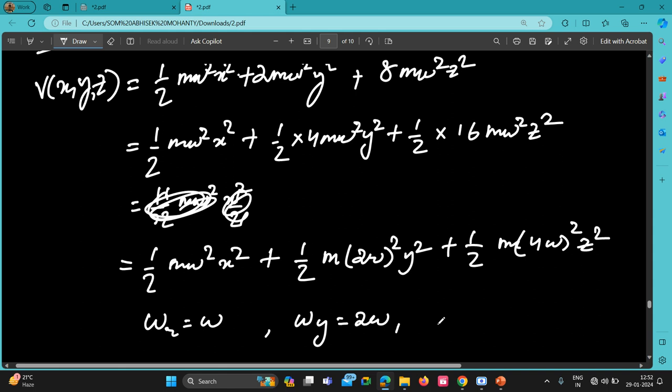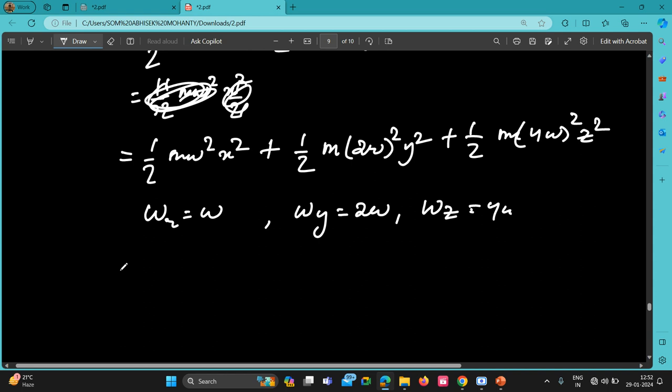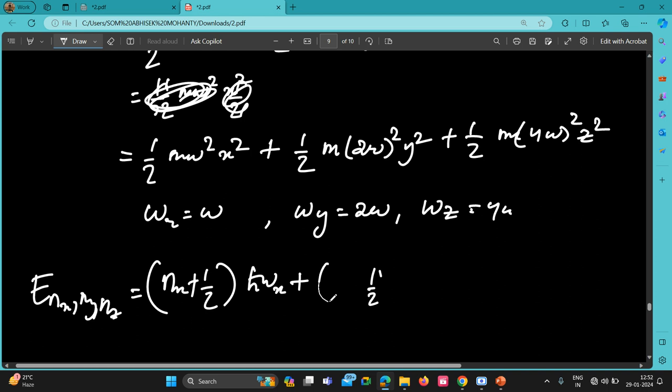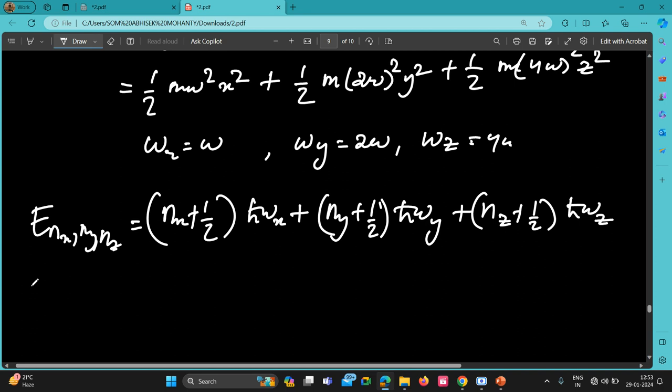Yeah. So the ground state energy, we know the ground state energy of a harmonic oscillator is what? E(nx, ny, nz) is equal to (nx plus half) h cut omega x, plus (ny plus half) h cut omega y, plus (nz plus half) h cut omega z. Yeah, so ground state energy is asked. Ground state energy means nx, ny, nz are all equal to 0. So we'll just put all the values 0.